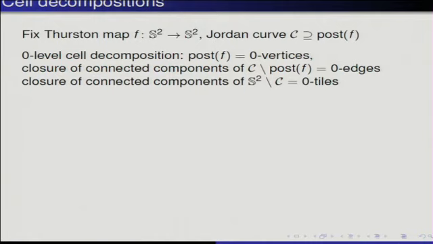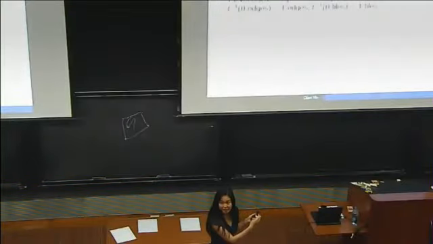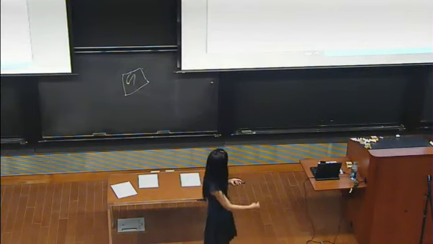Let's draw. Let's think this is just the sphere. And if I have a post-critical point, this is the 0 vertices. And these are just the 0 edges. And then the inside and outside are the 0 tiles. So we pull back all this cell decomposition by f inverse, and we get the 1 vertices, 1 edges, and 1 tiles. So the 1 here corresponds to the level, and doesn't mean the dimension. And we keep on doing this, so we get a sequence of cell decompositions.